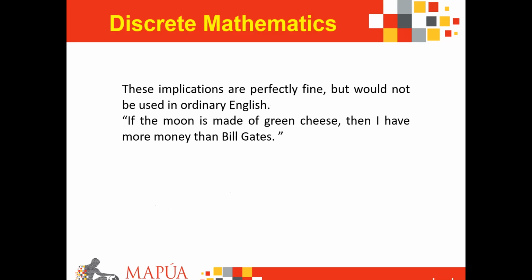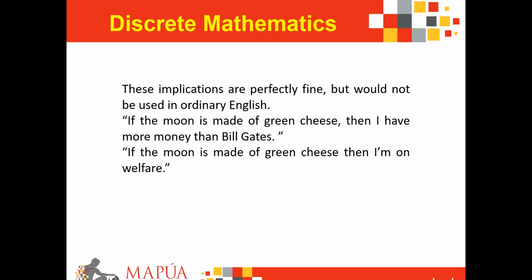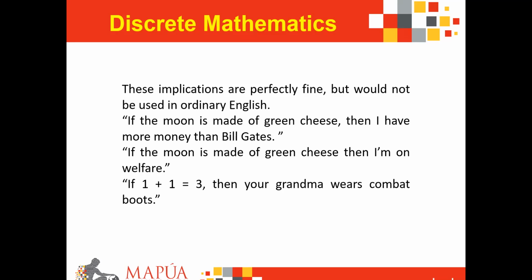If the moon is made of green cheese, then I have more money than Bill Gates. Looking at this statement, it makes no sense. However, in discrete mathematics, as long as the truth values of these statements are evaluated, this is still perfectly fine. Another example is this, or this.